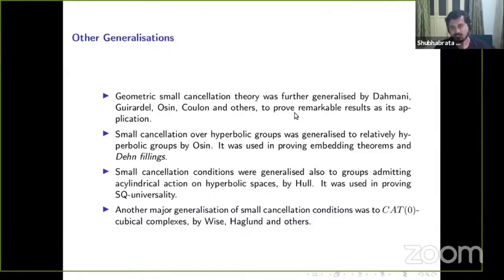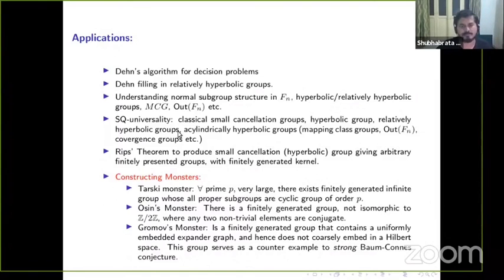These results have very important consequences, and Dehn filling was proved by Osin for relatively hyperbolic groups. SQ universality was proven. Another thing is cubical small cancellation, and there are plenty of different applications like the Dehn algorithm, Dehn filling, and normal subgroups in hyperbolic, relatively hyperbolic groups, mapping class groups, Out(F_n). These are coming from the generalized geometric small cancellation context, SQ universality, and other constructions of monsters like this.